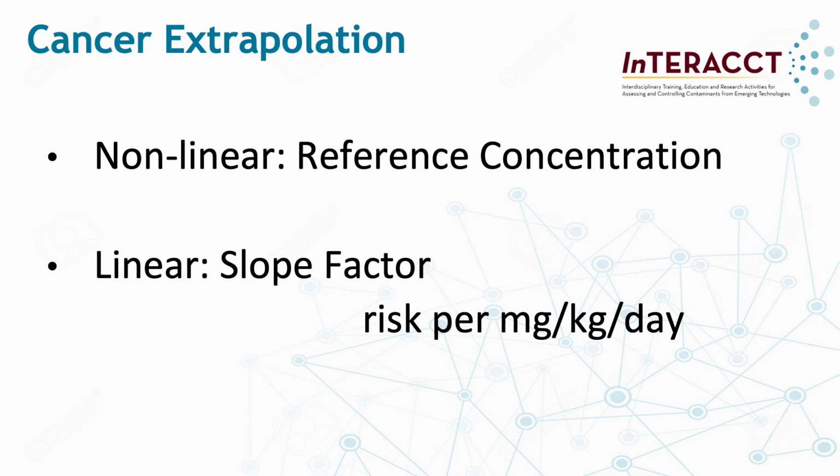When the curve is linear, the approach used by the U.S. Environmental Protection Agency is to calculate a slope factor that determines the increased risk of cancer per 1 milligram per kilogram of body weight per day increase in dose. Describing the details of these calculations is beyond the scope of this course, and for more information, I suggest reviewing materials from the U.S. Environmental Protection Agency that are referenced at the end of this module.